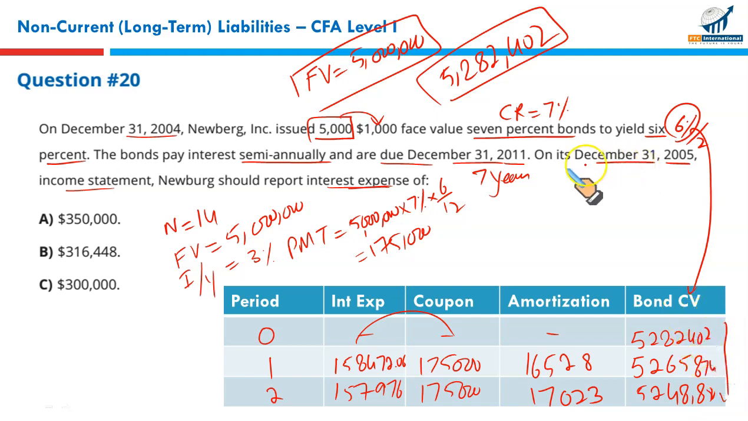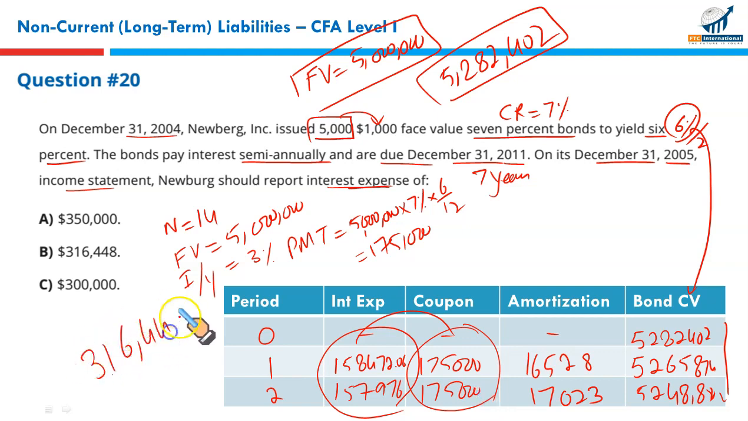By the time 7 years are over, your book value will be exactly equal to the face value of the bond, right? So what we need exactly, we need to calculate the interest expense. This is the interest expense. This is the interest paid, 350. And interest expense is 158,472.06 plus 157,976. That gives you 316,448, and that's exactly your option B.